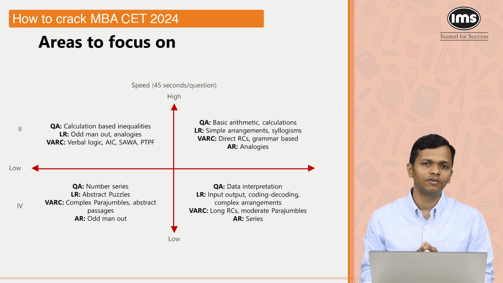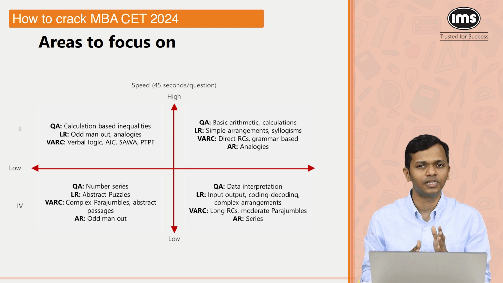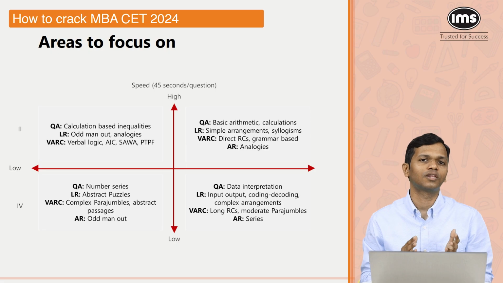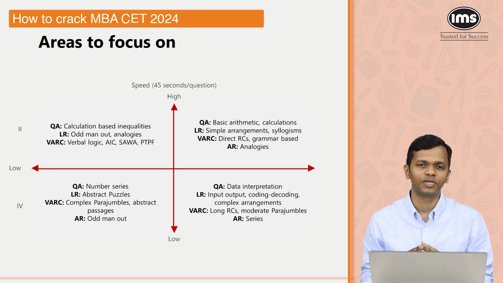And in the final thing, which is the visual reasoning, you can have series questions which are typically high accuracy but low speed area. And moving on to the last quadrant, which is low speed, low accuracy. These are the topics where you will not only find it difficult to get more marks, but also you will take more time to solve these questions.